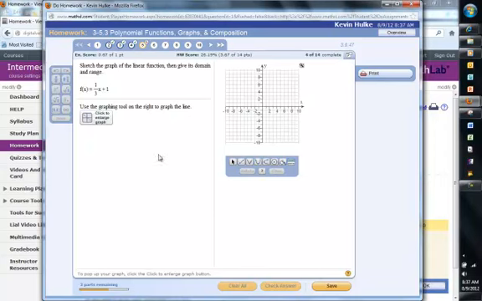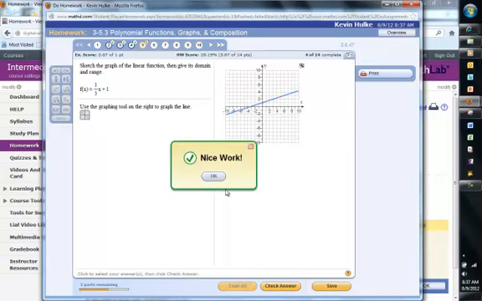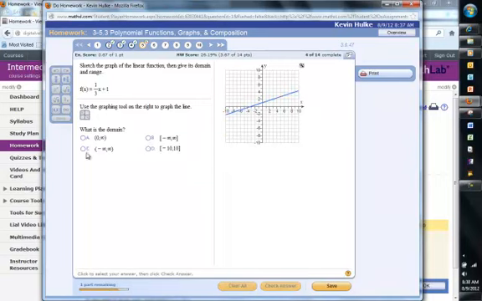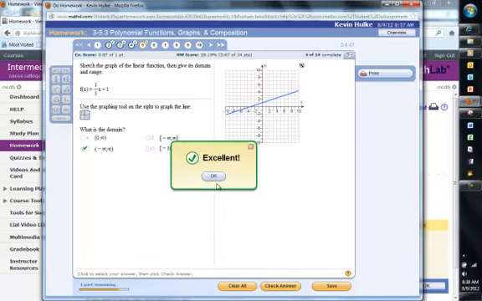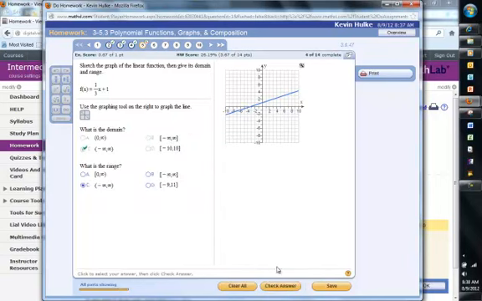Okay, so let's graph this one. Start at 1, and from there go up 1, forward 3, and then it says the domain. The domain is all the numbers, and the range is all the numbers. Remember that if you have a line that's not going straight across or straight up and down, the range and the domain are going to be all the numbers.